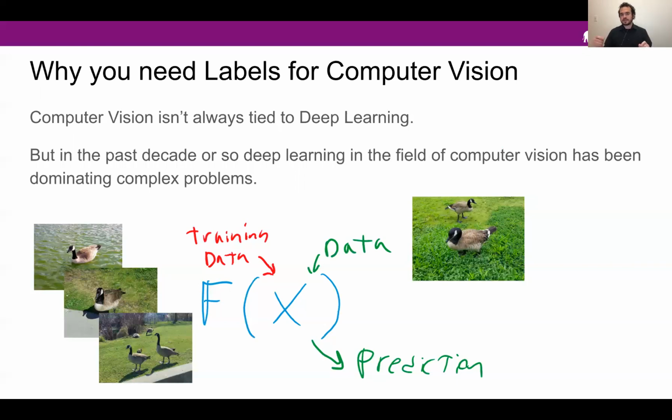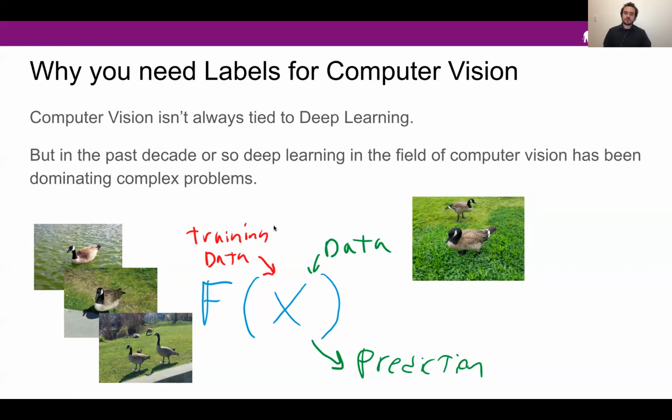And that's where the annotation piece comes in, or the labels come in. So if we were training a neural network, you could think of this F as a big function, and we're going to pass it some training data, and then it's going to learn from that training data. And then hopefully we'd be able to pass in a new piece of data it's never seen before, and it can make a correct prediction on it.